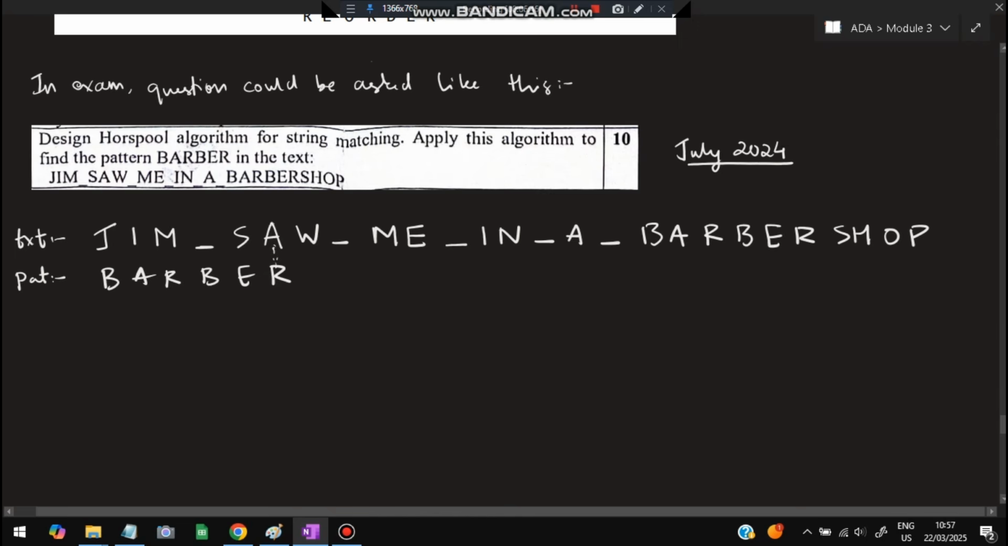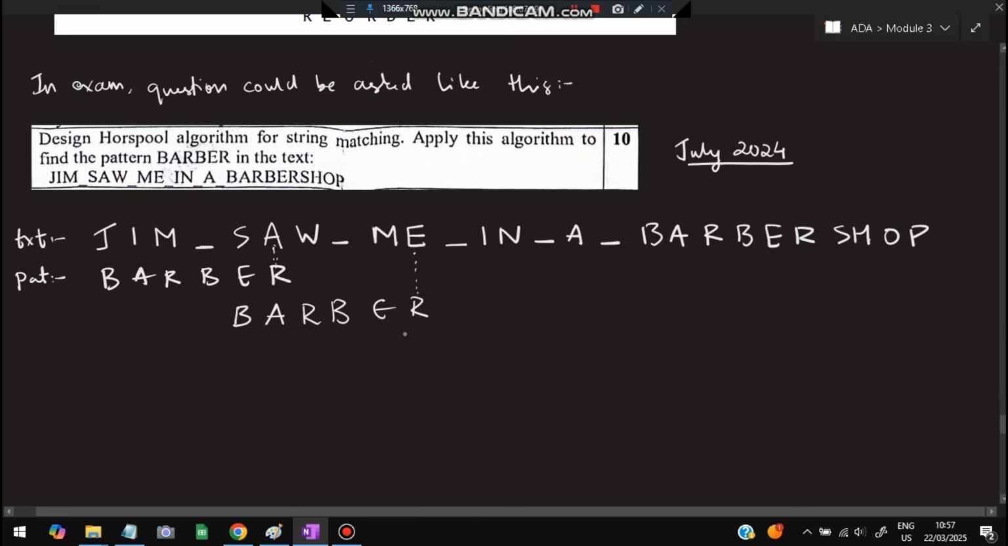Second thing I need to see is if A is already present in this or not. Yes, A is already present here. So I have to align A with this. So I'll be aligning A with this, and rest of the elements I'll be shifting. A is aligned with this. Whatever is behind that, I'll be writing it here, and I'll be writing the further elements here. BAR, BER. Done.